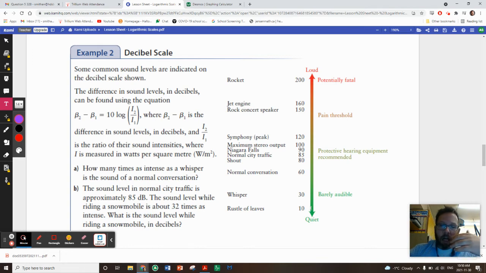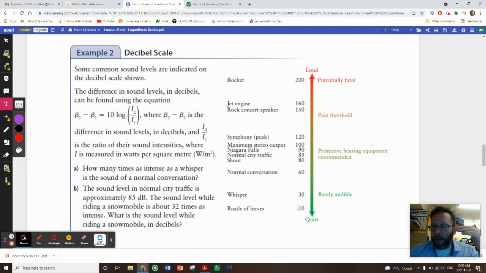So to talk about this, you have obviously very loud sounds up near the top that can damage your ears or possibly kill you, and then you get to sounds that are barely perceptible or hardly audible, like a rustle of leaves. Now, if you compare the rustle of leaves to a whisper, that's an increase of 20, an increase of 10 two times. What that means is, for a rustle of leaves, you have some loudness.